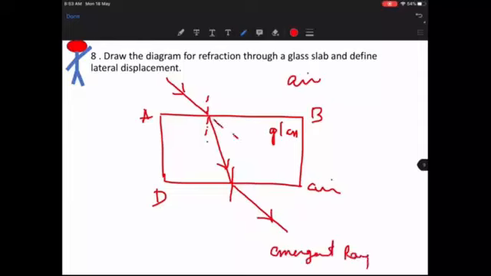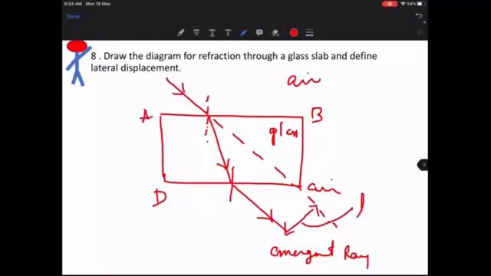But now if you extend this ray like this, then this will be your original ray which would have come out. Okay, so what is the lateral displacement here? This is the lateral displacement. This one, this is the lateral displacement here.